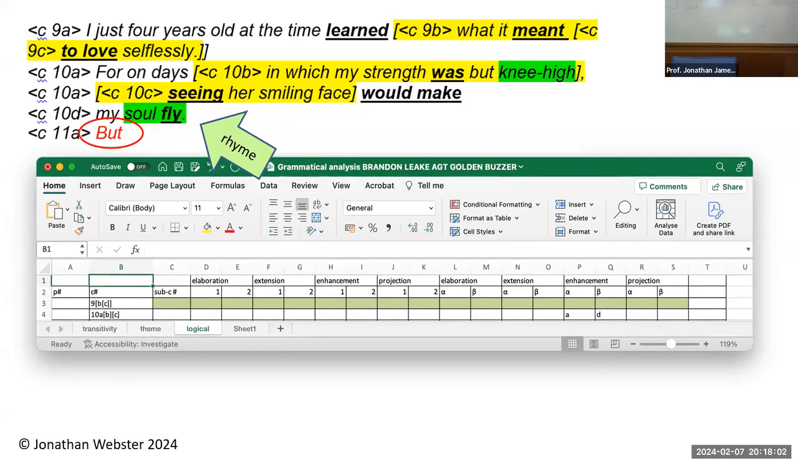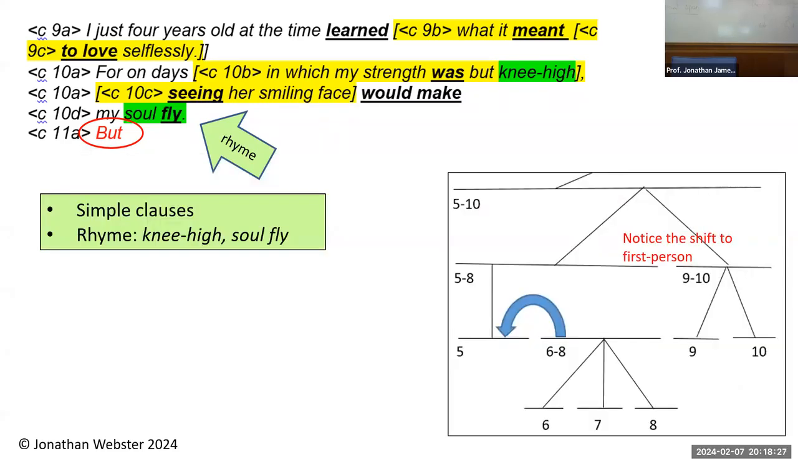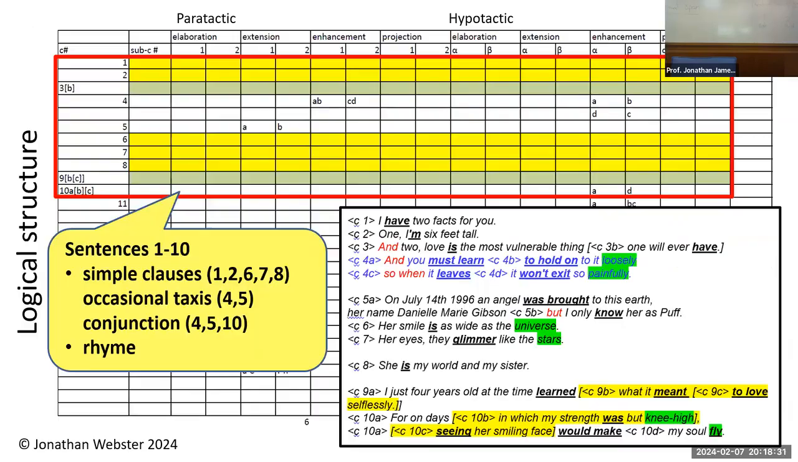So we have a lot of embedding here, not a great deal of other things going on, except in 10, A and D. A, seeing her smiling face would make my soul fly. I took that as a kind of enhancement. Result, make my soul fly. So a kind of outcome, a kind of result. Simple clauses, some rhyme.